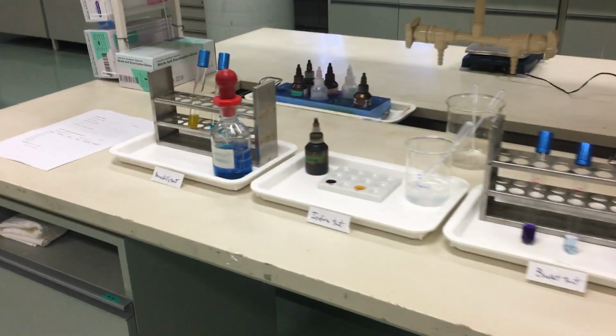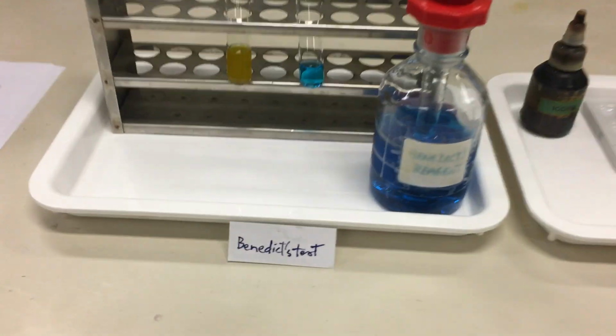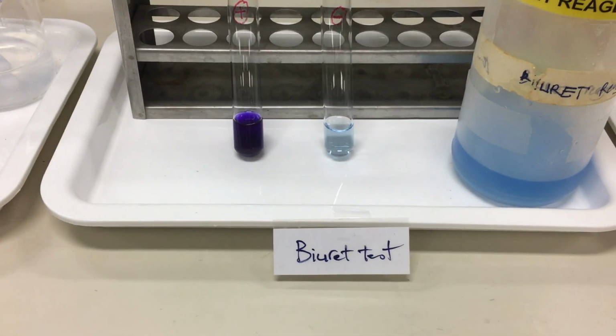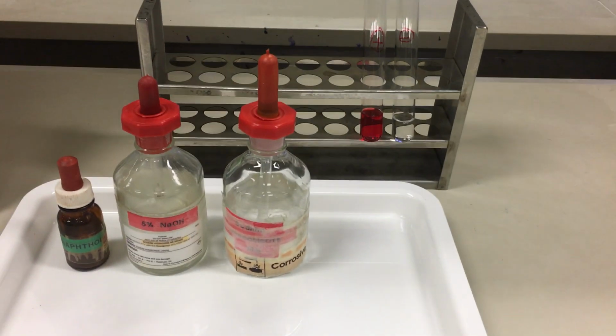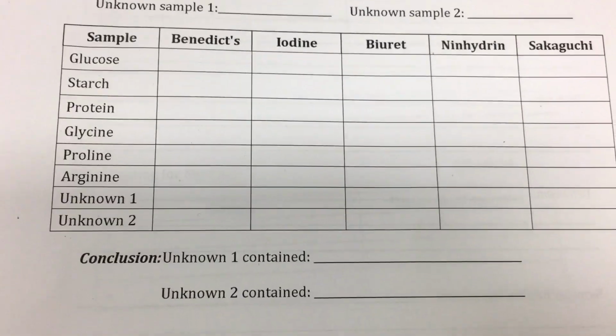By doing these 5 tests in the lab, you should be able to find whether your unknown sample includes the reducing sugar, glucose, starch, or whether your sample includes protein, or does it have any amino acid, what amino acid it is, and then with the Sakuji you can confirm the amino acid arginine. That is what you need to do for your Section 3 in Practical 5.